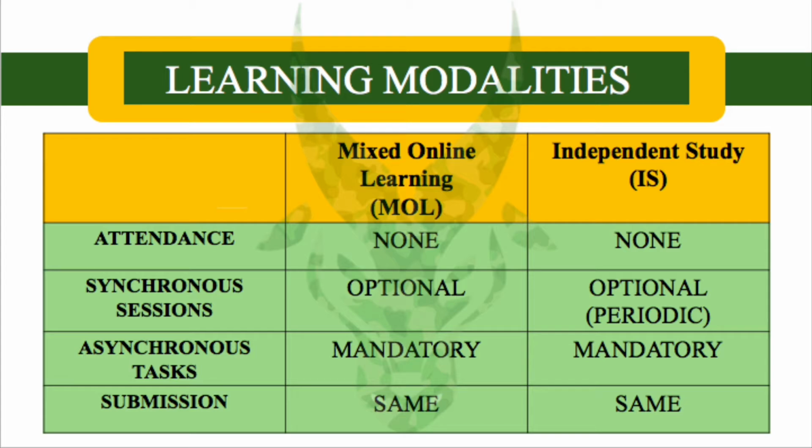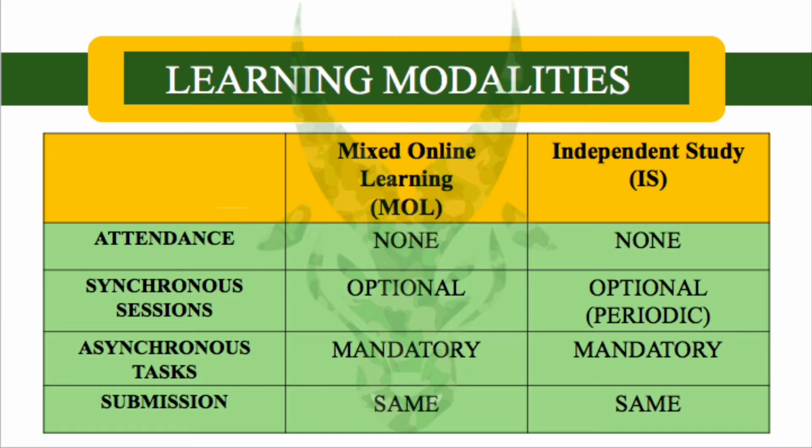The idea is that if you take independent study, we are assuming that you have limited internet connectivity. That's why there is less availability on your end to attend synchronous sessions. Unlike with MOL, if you think that you have more resources in terms of internet connectivity, hence more option and opportunity to attend synchronous sessions. Now, with asynchronous sessions, the third row, both are mandatory.